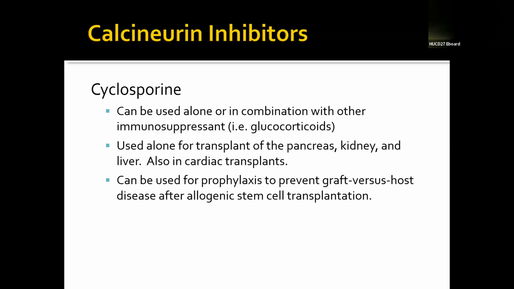It can be used alone or in combination with other immunosuppressants, for example glucocorticoids. It can be used alone for transplant of pancreas, kidney, and liver, also in cardiac transplants, and can be used for prophylaxis. Remember, we were talking about the prevention of graft versus host disease. Cyclosporin is one of those drugs that actually helps when you're talking about allogenic stem cell transplantation, when you're trying to reduce those signals, okay?